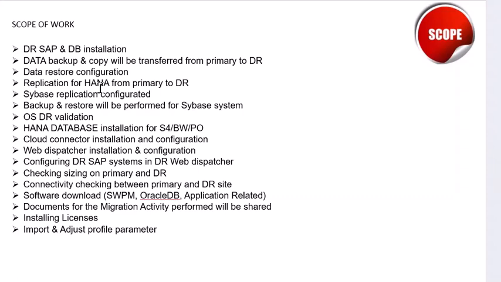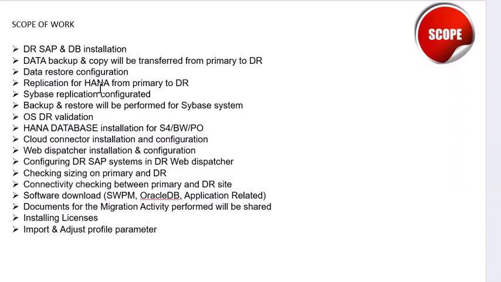Configuring DR server SAP system in a DR site, right? Checking size on the primary and DR. Connectivity checking between primary and DR site. Software download: SWPM, Oracle DB, application related software, HANA software, everything will be downloaded here. Documents for the migration activity performed will be shared. If you are doing a migration or a DR activity, everything will be shared. Installing licenses, if you are installing anything, is also covered under your scope of work. Import and adjust profile parameters. If you are doing any DR or another project and this is applicable, you have to put it.